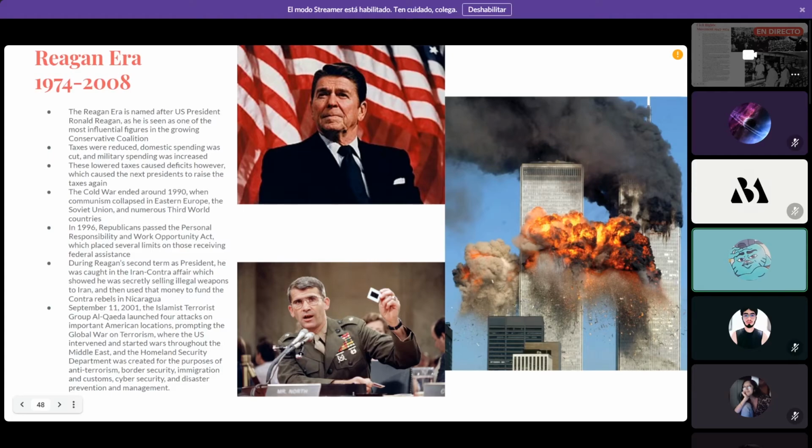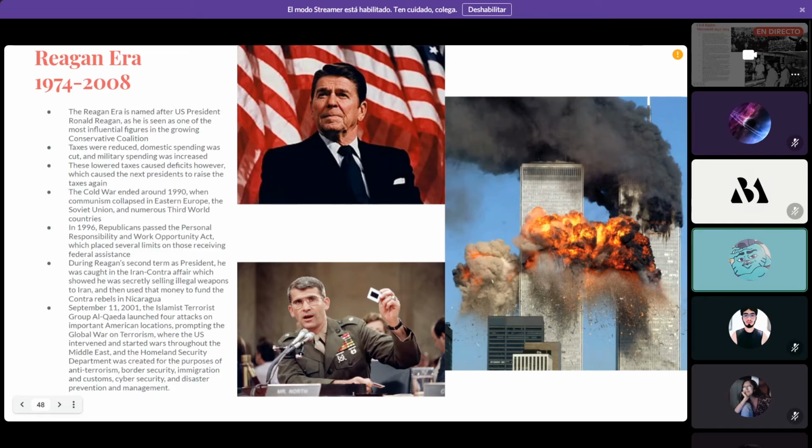And now we get to the last slide I have for today, which is the Reagan Era, which was from the 70s to 2008. The Reagan Era is named after President Ronald Reagan. He is seen as the most influential figure when it comes to the conservative coalition, the conservative movement. Much like Franklin Delano Roosevelt, FDR, is seen as a very liberal president, more for social rights and welfare, Reagan was more conservative.